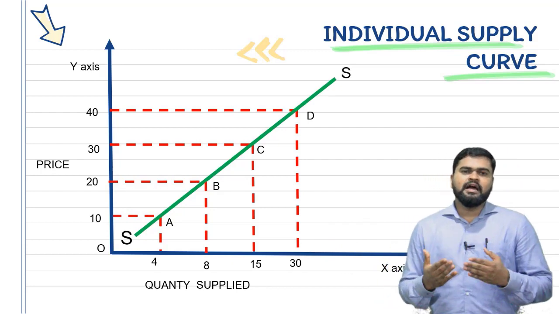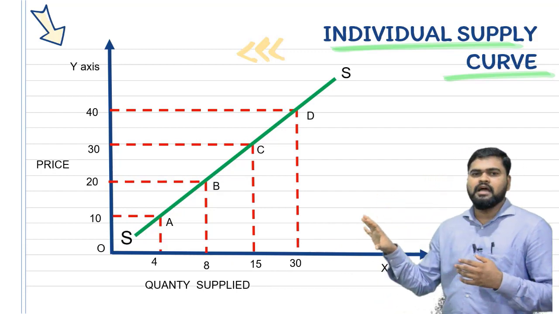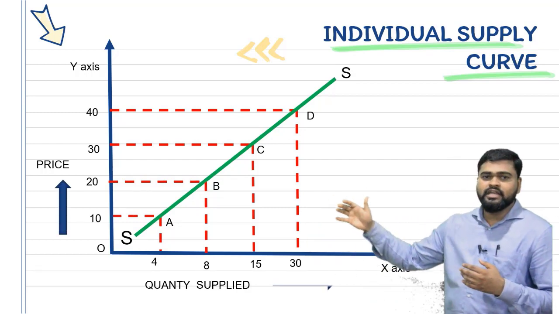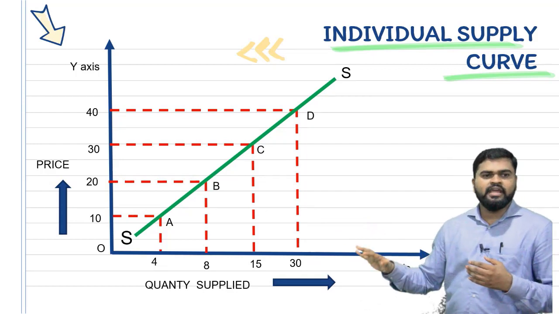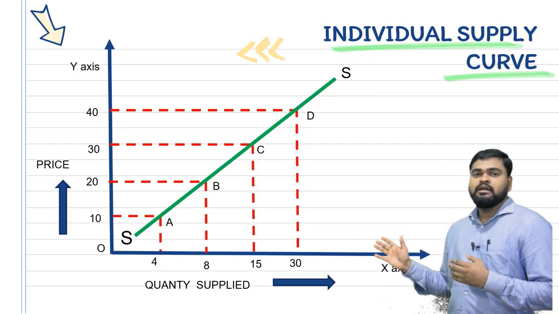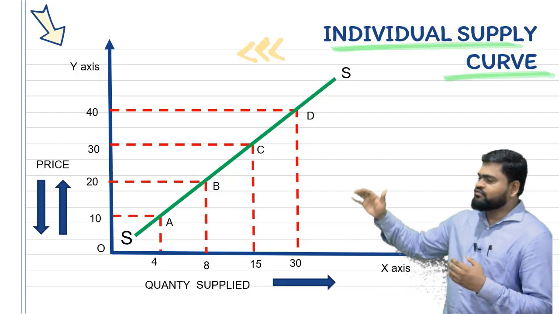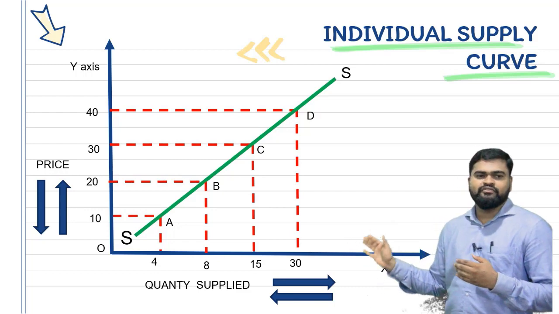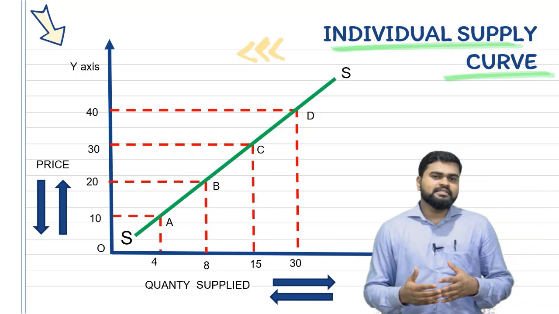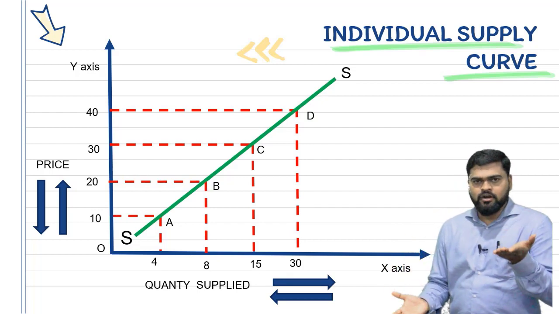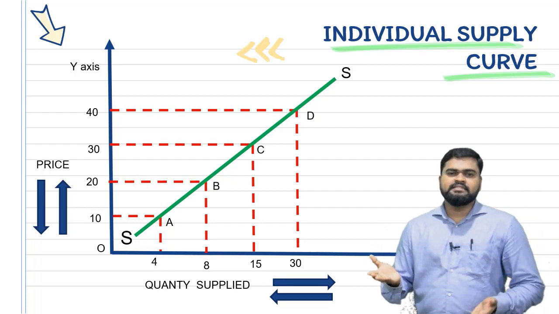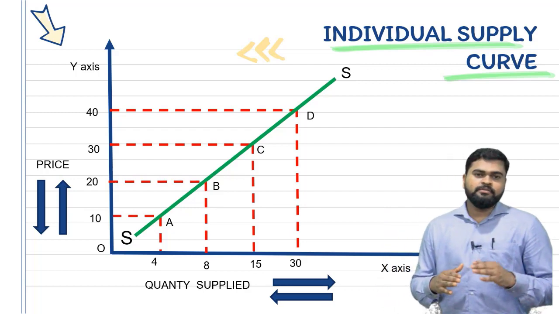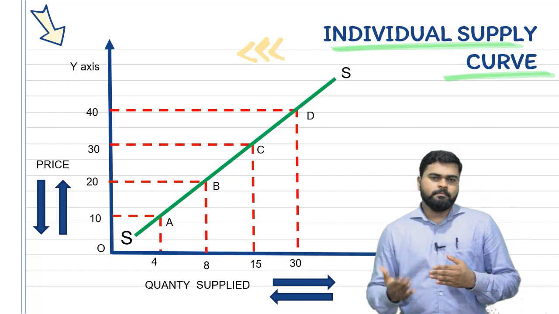SS means supply curve. This is an individual supply curve which clearly says that when price increases from 10, 20, 30, 40, quantity supply also increases from 4, 8, 15, 30. And vice versa, when price decreases from 40, 30, 20, 10, quantity supply also decreases from 30, 15, 8, 4. Which clearly says that when price increases, quantity supply also increases, and when price decreases, quantity supply also decreases, which shows a direct relationship between price and quantity supply.